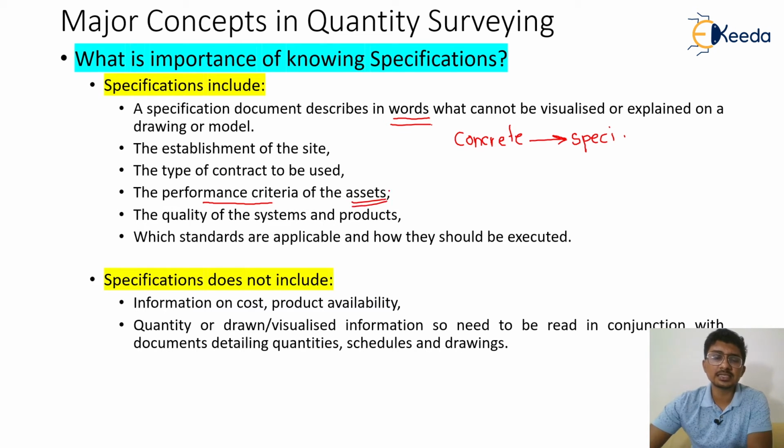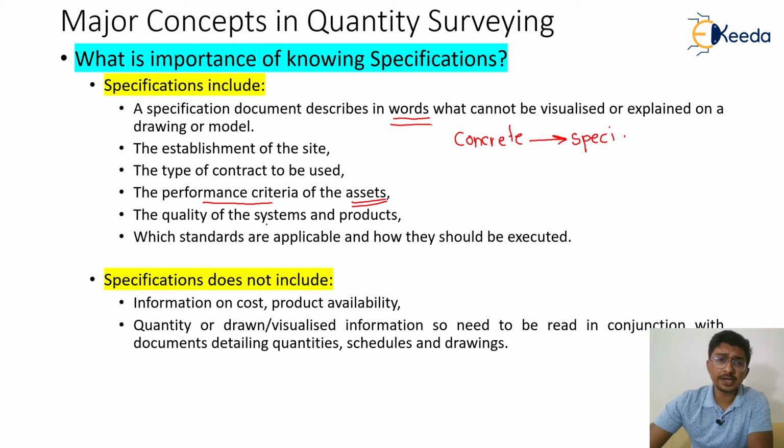Then the performance criteria of the assets. Now what are the assets? Assets are the equipment, machinery, the usage of the land, the inventory I am going to use, and all that are called assets. Obviously, money is another asset. So how am I going to use it, what proper precautions I have to follow, what guidelines I have to have, all are explained in the specification document.